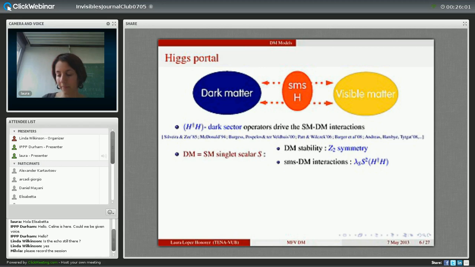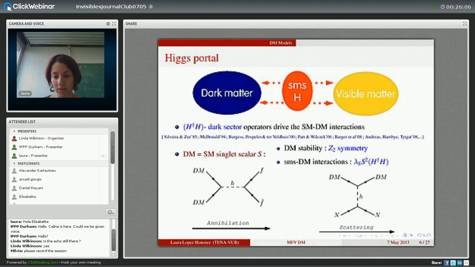Okay, so now what we can see is that the interaction of the Higgs portal is going to drive the annihilation processes, so dark matter annihilating into fermions or gauge bosons through the exchange of a Higgs, and scattering on nucleons, so dark matter scattering on nucleons through the exchange of a Higgs also.